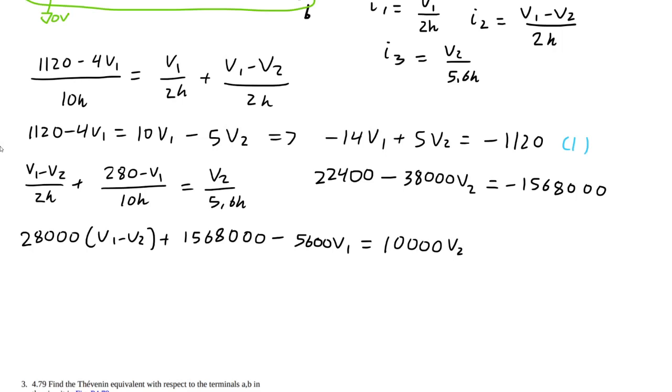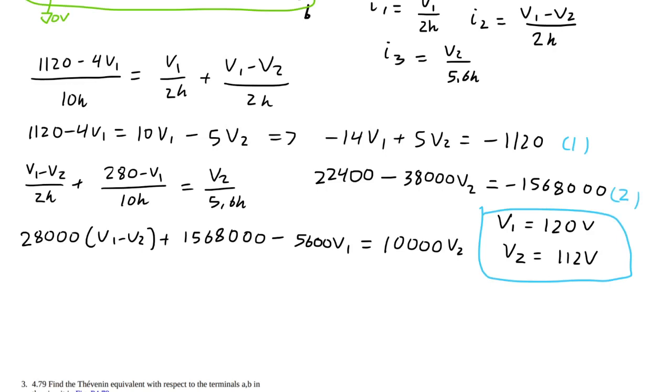Minus 14 plus 5 minus 1120. 22400 minus 38000 minus 156,800. Okay, my calculator is giving me V1 equals 120 volts and V2 equals 112 volts. This is equation 2. So our system of equations is solved, and now we know that V2 equals V open circuit.